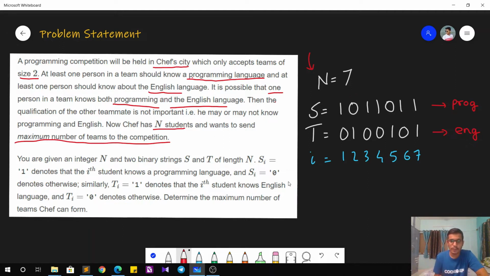The question is, we have to determine the maximum number of teams that Chef can form. So we just have to report the maximum number. That is, if Chef can form 4 teams, we have to output the number 4. So let's see this sample example.